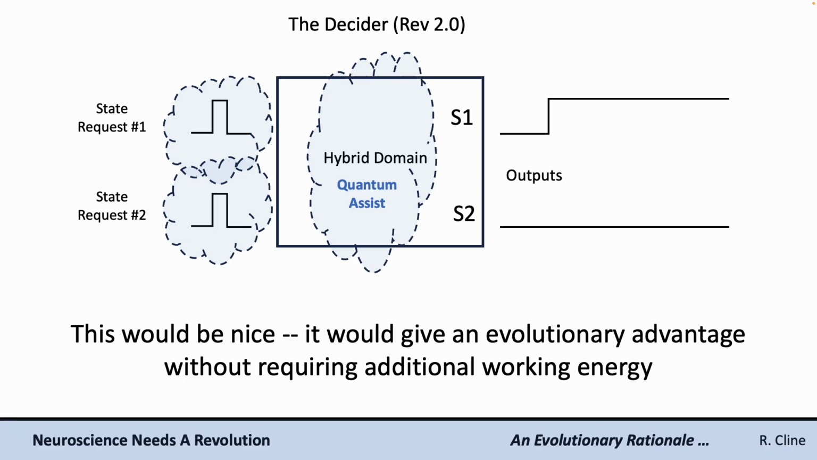Well, this would be nice if there was a quantum assist in a hybrid system for making decisions like this. And if state representations in the brain had a quantum aspect to them, and perhaps if you have two potential future state requests and they are somehow superposed and entangled, this would give an evolutionary advantage at no extra energy cost.